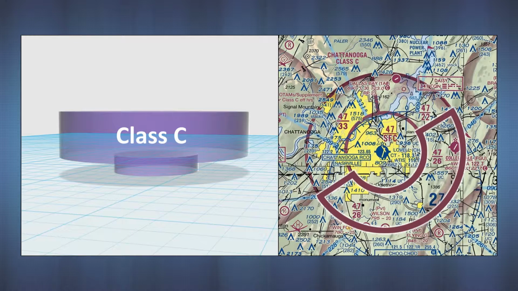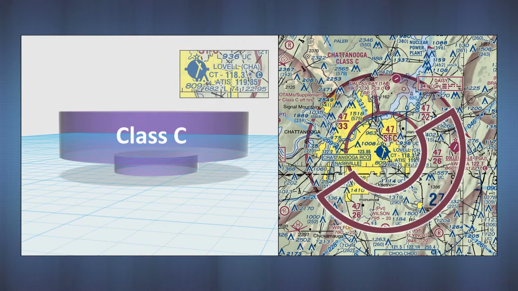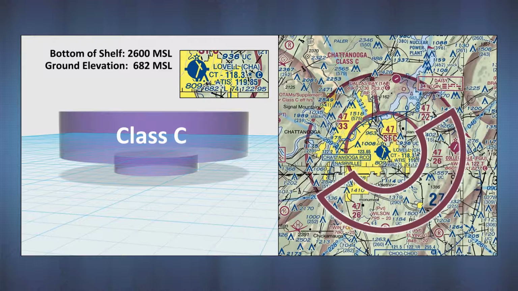Looking at the larger section on the south, we see that the bottom is 2,600 MSL. The airport information indicates that field elevation is 682 feet above sea level. So, to determine the altitude of the shelf in AGL, just do the math. 2,600 minus 682 gives us the answer, 1,918 feet above the ground.